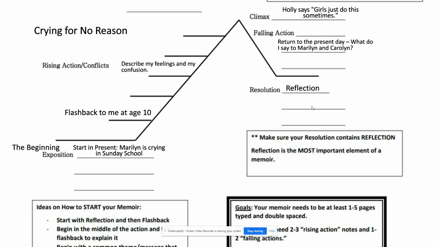And reflection can occur throughout your memoir. Really, you are reflecting throughout your presentation of the moment you choose. But typically, a memoir will end with the most significant reflection. And you can see that in the Amy Tan story on the other side of the assignment page as well. In my reflection, I think about how the present event connects to the flashback and how girls just do that sometimes. And I really drive home what I learned and what I realized looking back at that moment.